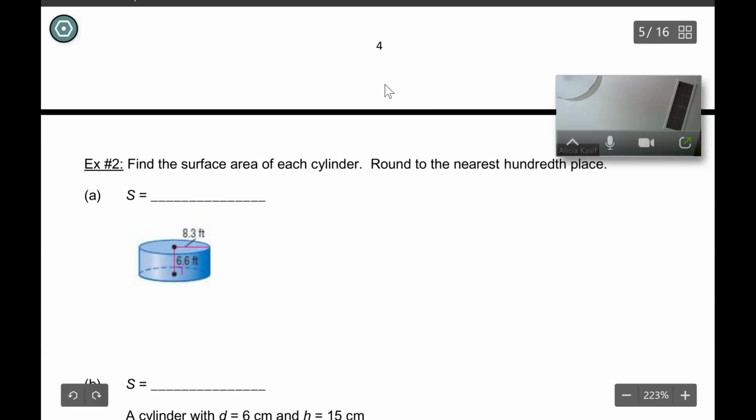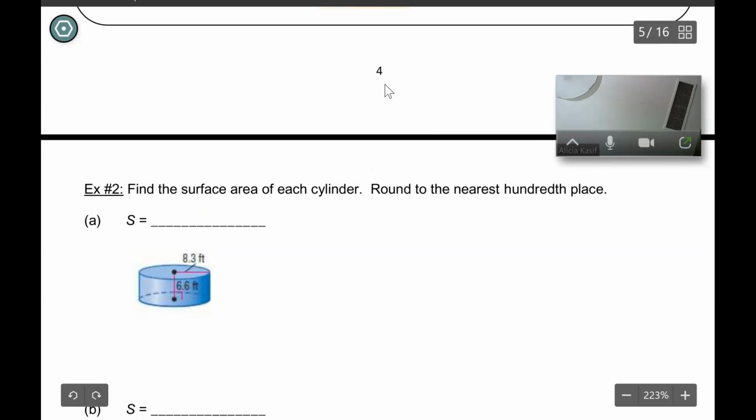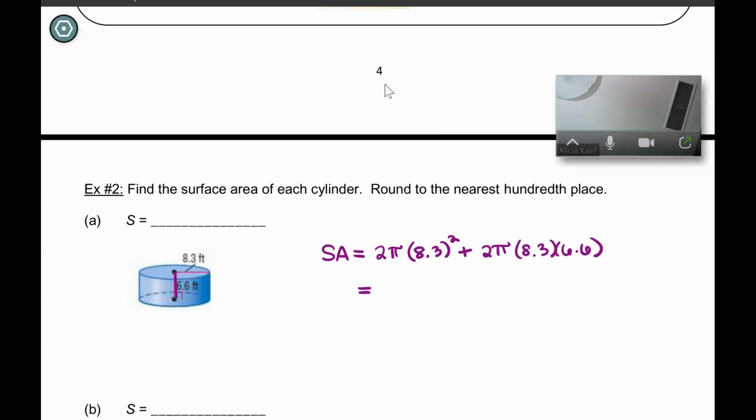Okay, so example 2, we want to find the surface area rounded to the nearest hundredth. So we have 2 times the area of the base, that's going to be 2 times pi r squared, so that's going to be 8.3 squared, plus 2 pi, and then it's r, which is 8.3, times the height, which we can see is 6.6. So go ahead and type that all in.